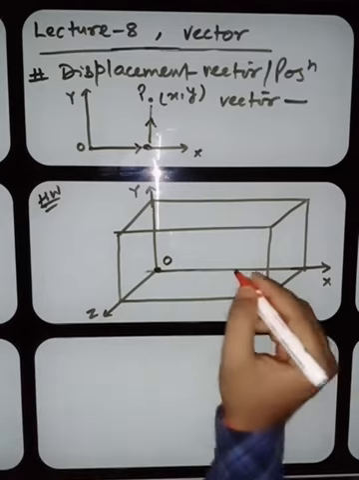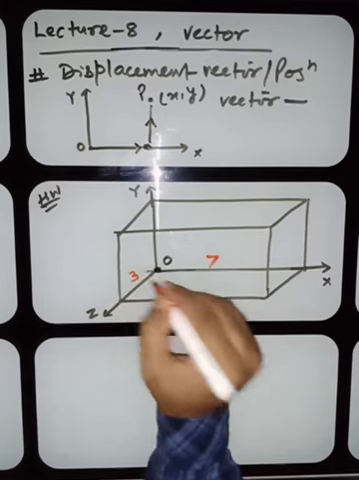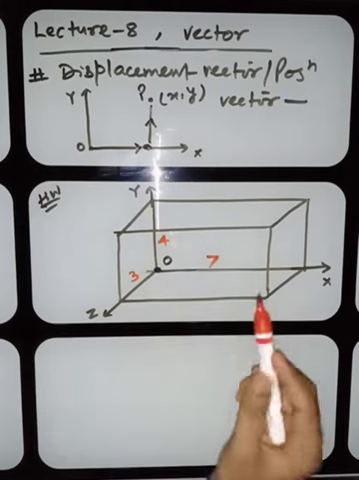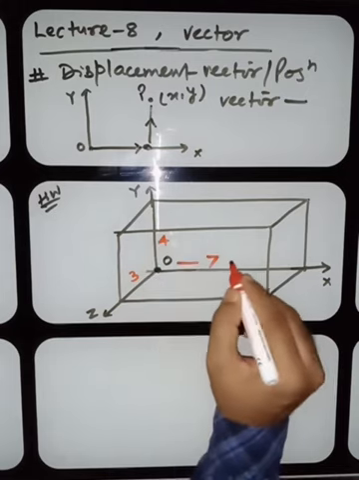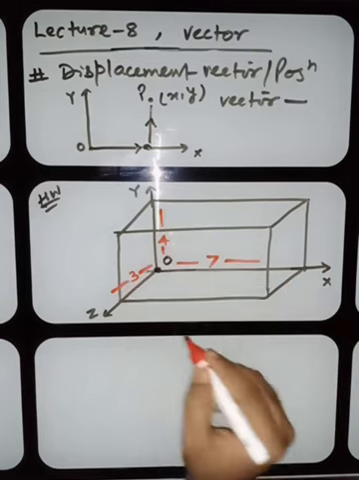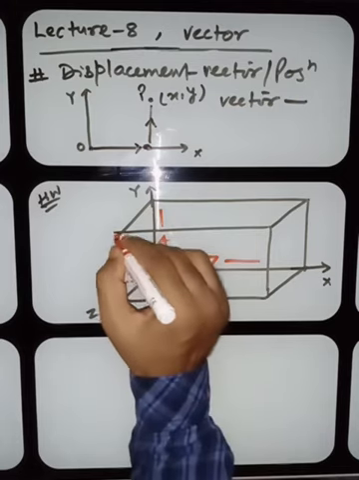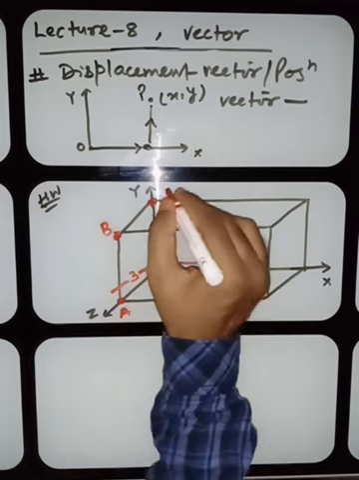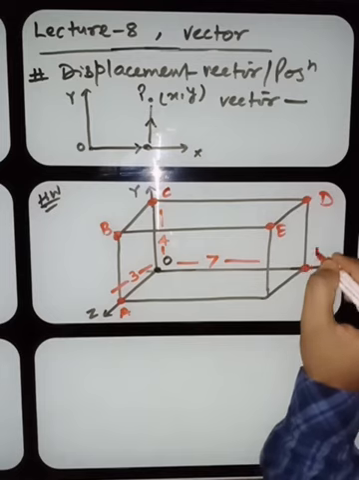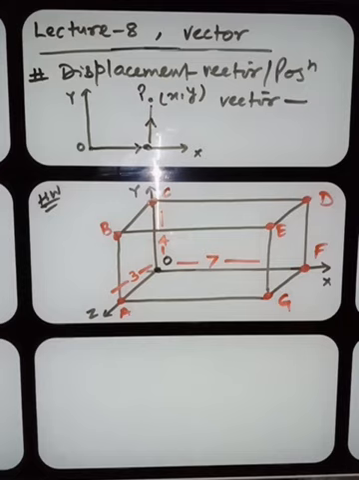Okay, this is 7 units. All right, this is 3 units and this is 4 units. Along the y-axis it is going 4 units. This is the 7 units. Remember, this one is the 7 units and this one is the 4 units and this one is the 3 units. Now let me write the names A, B, C, D, E, F, G.